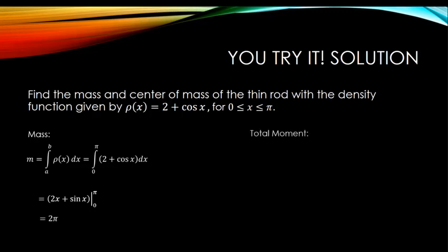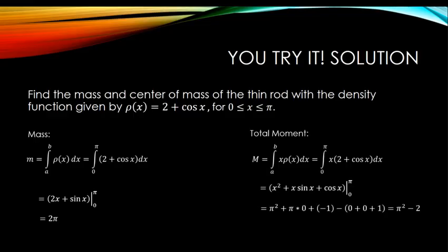My total moment is capital M is equal to the integral from 0 to pi of x times the quantity 2 plus cosine x dx. I integrate, I get x squared plus x sine x plus cosine x evaluated from 0 to pi. I plug in the limits of integration and simplify to get pi squared minus 2. My center of mass is therefore given by x bar is equal to pi squared minus 2 over 2 pi.